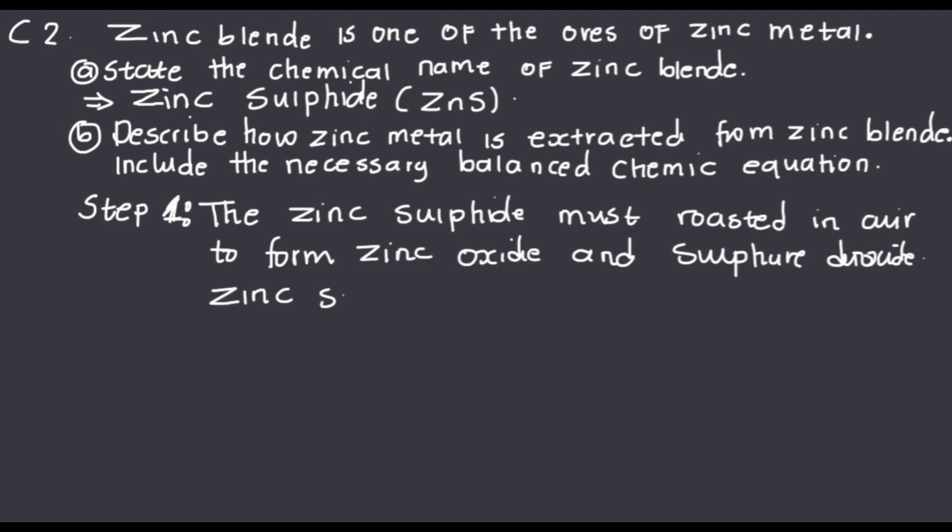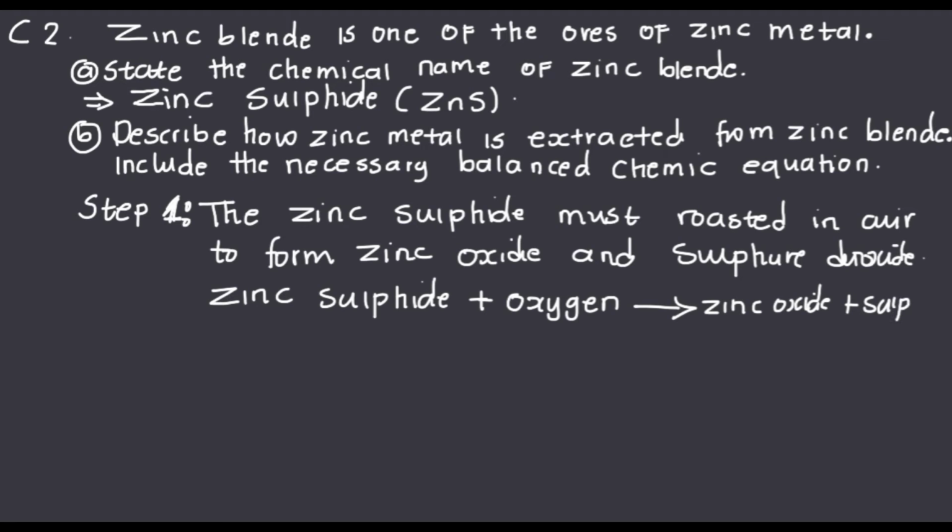Zinc sulfide plus oxygen. So whenever you have roasted or roasting, it's a reaction with oxygen. Then we are going to have zinc oxide plus sulfur dioxide. So the importance of this step is to remove sulfur dioxide. So we want to convert this metal sulfide into metal oxide.